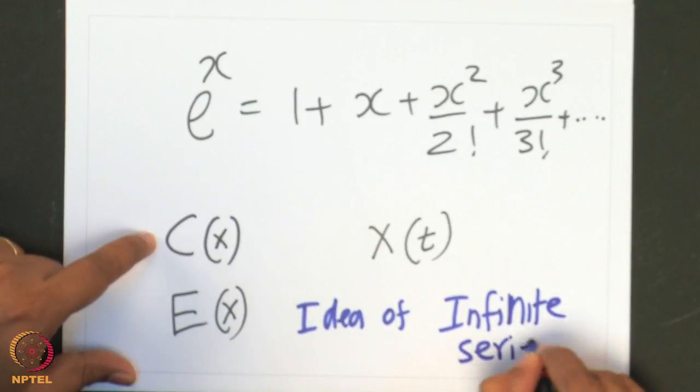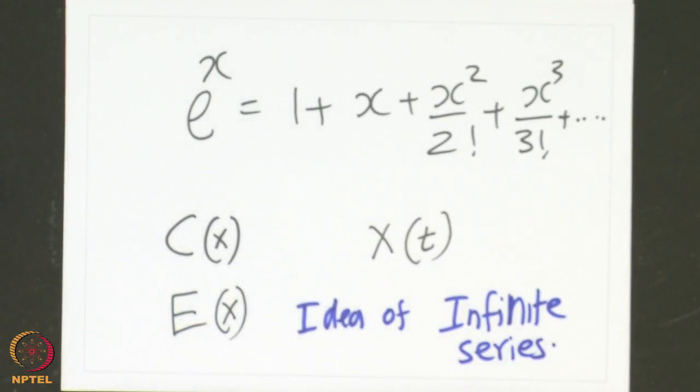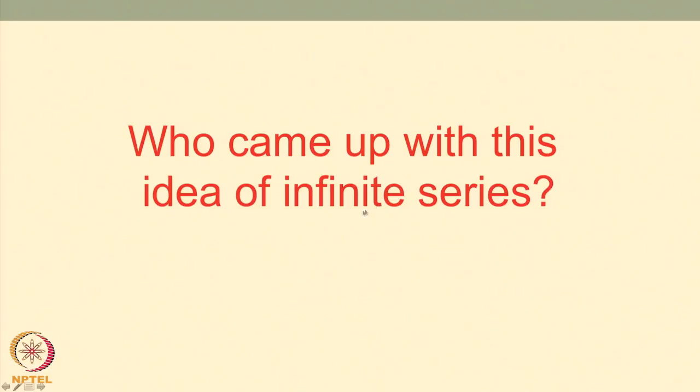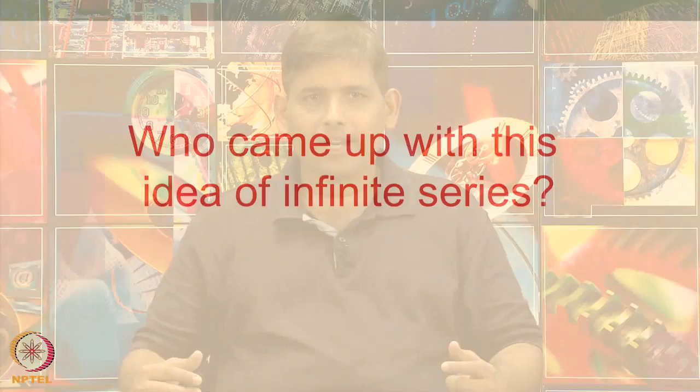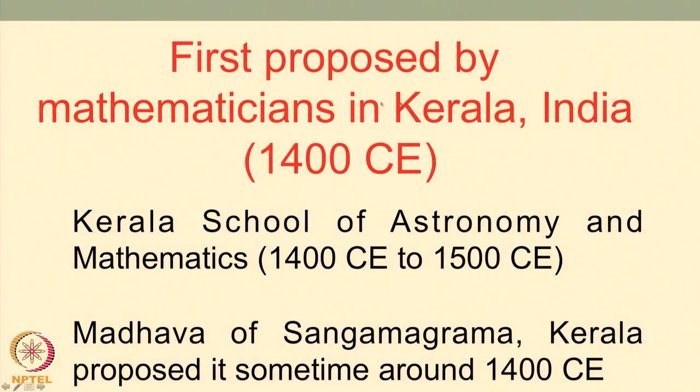First of all, the obvious question is, who started this idea? Where did it come from that many functions can be expanded as infinite series? It turns out that this idea was first discovered in India around 1400. It was first proposed by mathematicians in Kerala, a part of South India, around 1400 CE. Of course, we may not know the exact date.